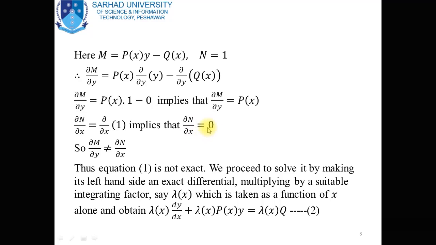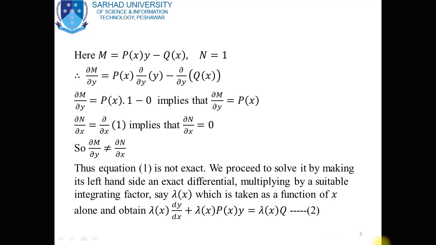Now dear students, we have already learned about the exact differential equation, that a differential equation will be exact if the partial derivative of M with respect to y is equal to the partial derivative of N with respect to x. But here the partial derivative of M with respect to y does not equal the partial derivative of N with respect to x. So equation number 1 is actually a non-exact differential equation.